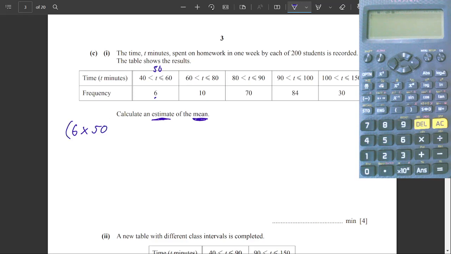So we need to add up all those 50 minutes 6 times, or just 6 times 50. And that's what we're going to continue doing now. We add that to the next 10 students who spent roughly the midpoint there, 70 minutes doing their homework. And that pattern we continue.